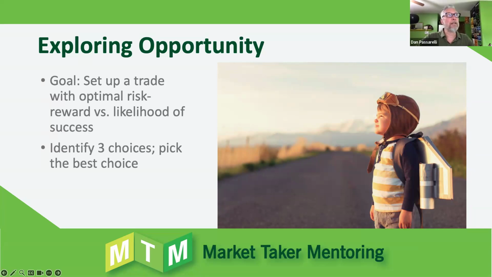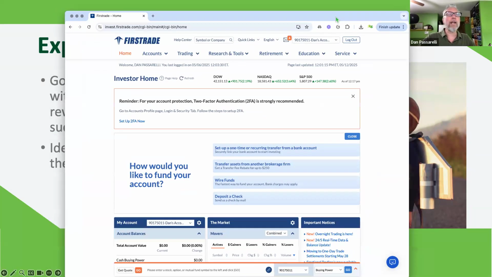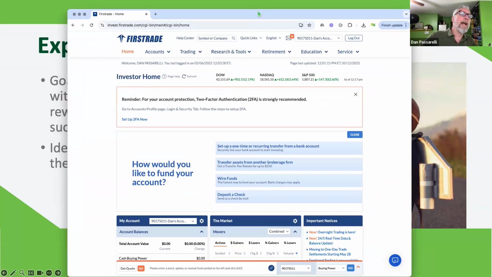So let's take a trade here. Who has a stock that they're bullish on?